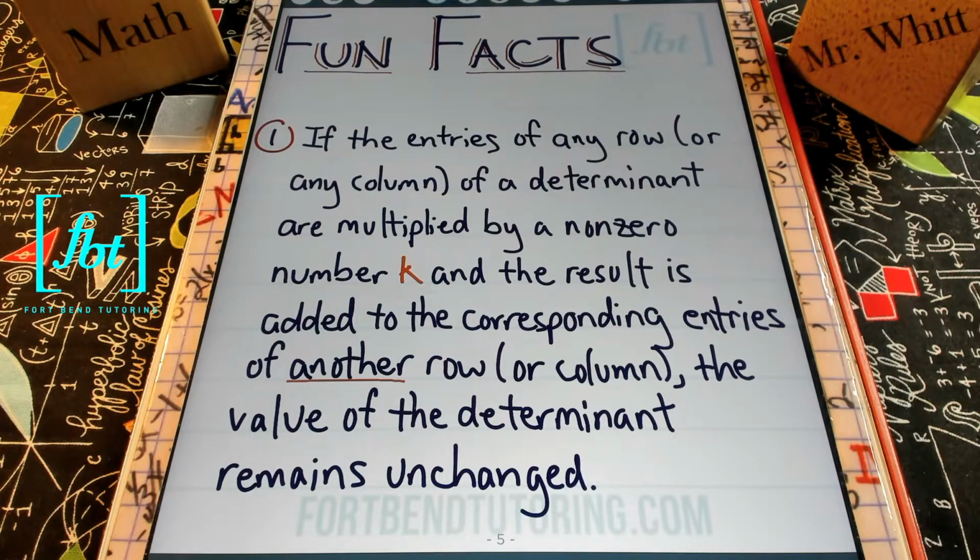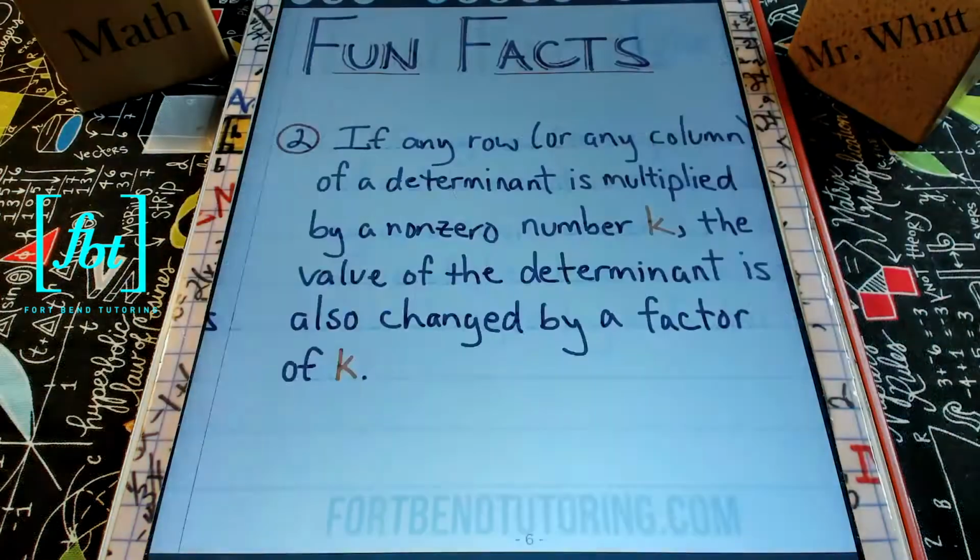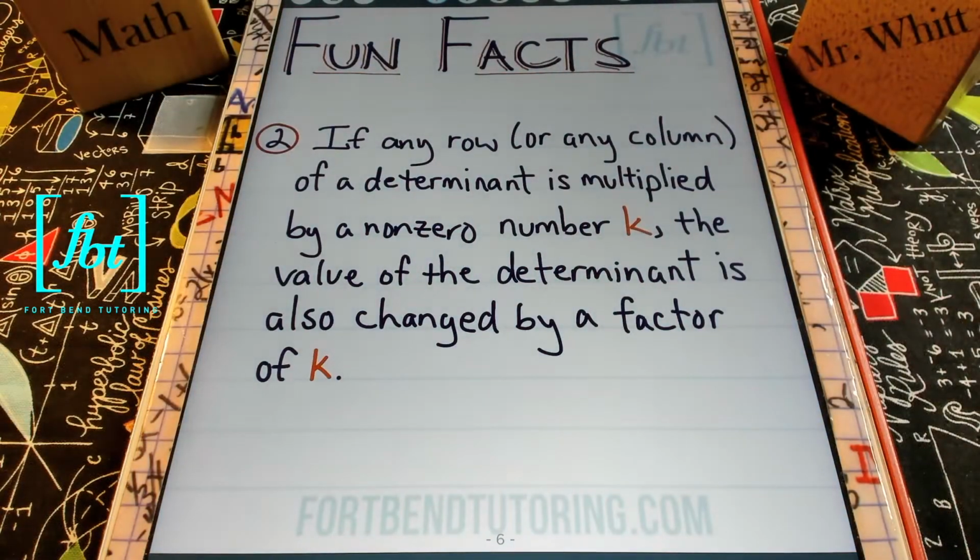This is something I'm going to be utilizing in the second strategy that I'll be giving you guys for many of the examples that we have in this video. Let's check out another fun fact. Fun fact number 2, if any row or any column of a determinant is multiplied by a non-zero number k, the value of the determinant is also changed by a factor of k.